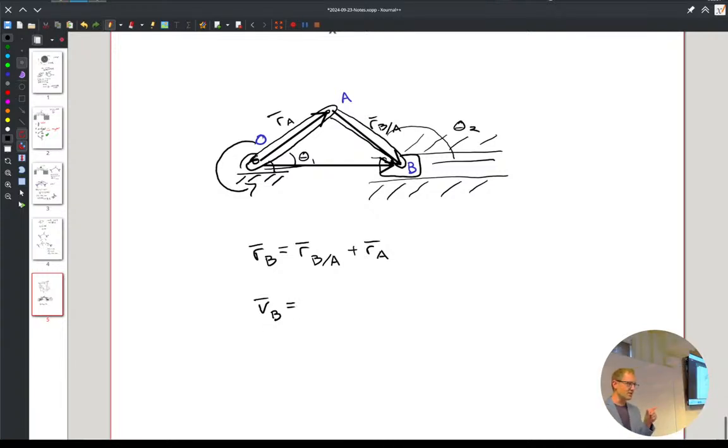If that's position, what's the velocity? Do I need new vectors defined?